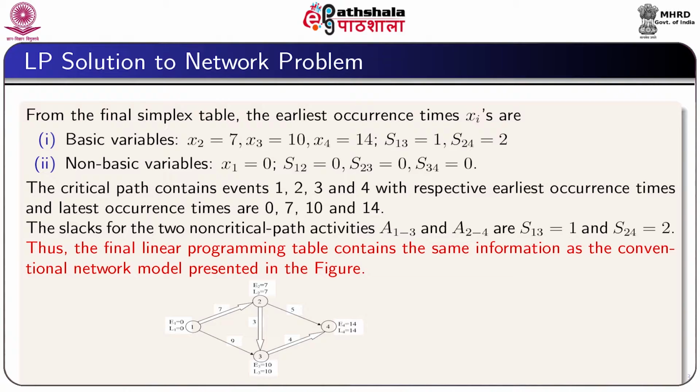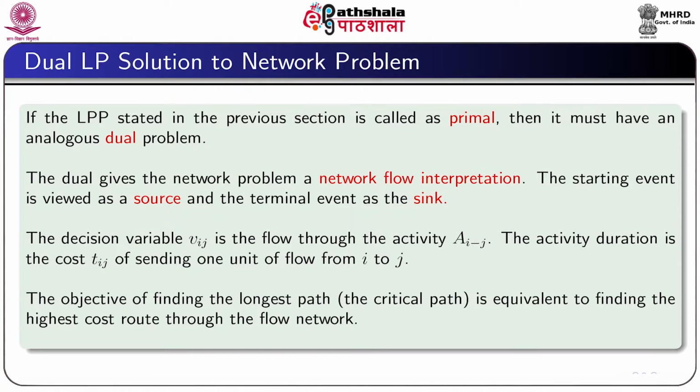Thus, we see that the final linear programming table contains the same information as the conventional network model already shown previously, as it is showing in the slide. We were discussing the LP solution to network problem. We have seen that a small network problem results in a large linear programming problem. That is why LP approach is sometimes computationally undesirable. However, dual LP approach can reduce the computation slightly, which I am going to show you in the next few slides. Dual LP solution to network problem.